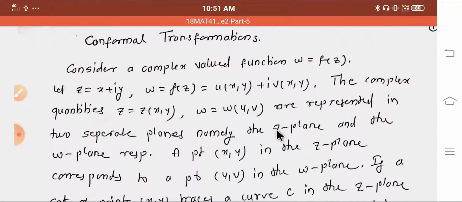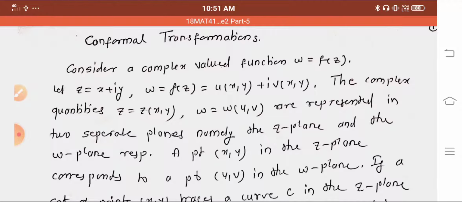Hello friends. So in this video we study about conformal transformations. This is again a part of module 2, that is in module 2, conformal transformation and complex integration. So now here we study what are conformal transformations.